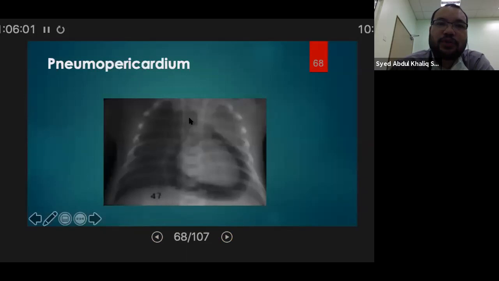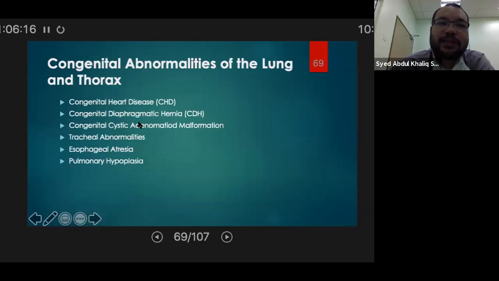This is pneumopericardium. So air is in the pericardium. So this is another problem. You need to drain this, because it will compress the heart. Okay, and then other things are such as congenital heart disease, diaphragmatic hernia as mentioned before, CCAM, tracheal abnormalities, severe atresia, pulmonary hypoplasia.